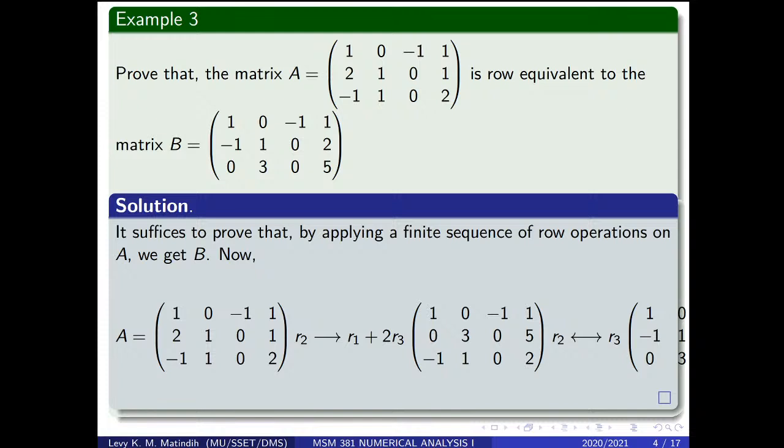Again, you go to the second column. So we have 1 plus 2 times 1, because it is 2 times row 3. Now 1 plus 2 times 1 gives us a 3. The next one will be 0 plus 2 times 0, which will just give us a 0, and 1 plus 2 times 2, which will give us a 5.